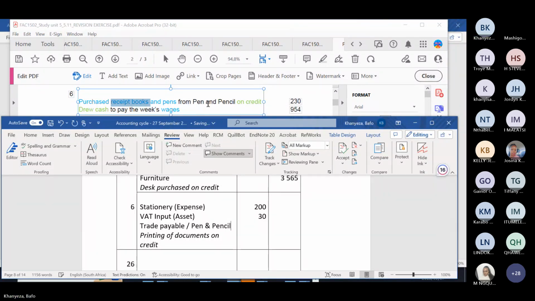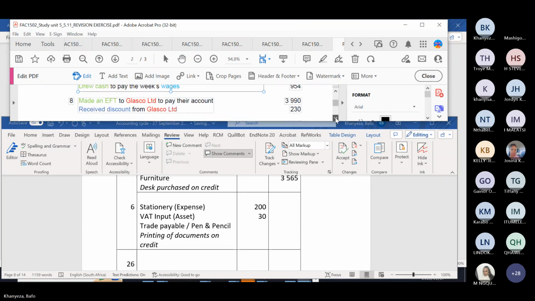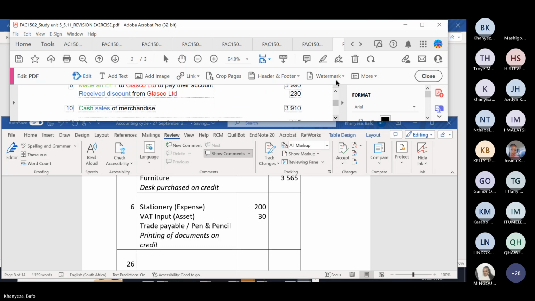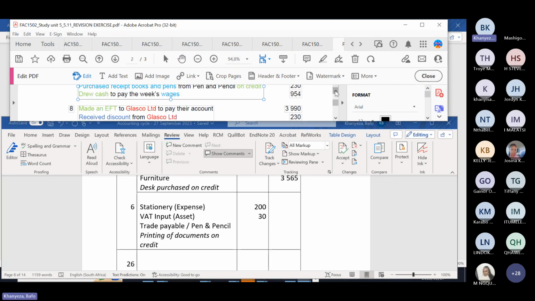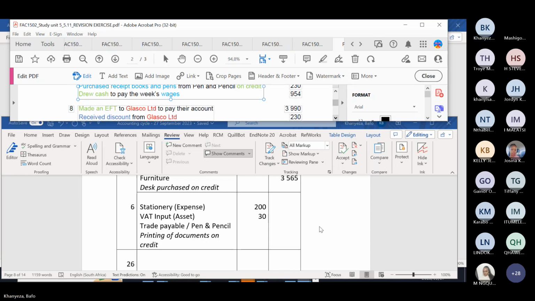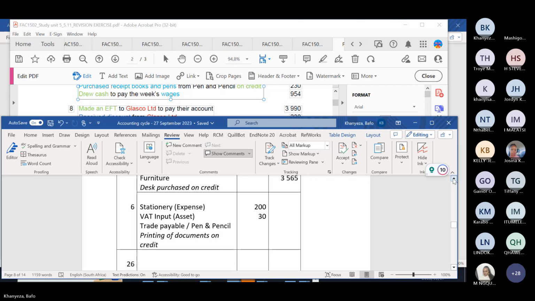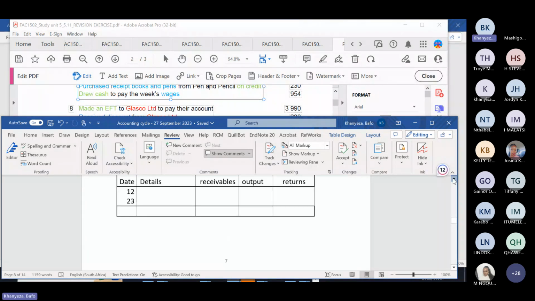Then we move on to, we were on 6. Then draw cash to pay weekly wages, 954. So the moment they withdraw, it's a payment.